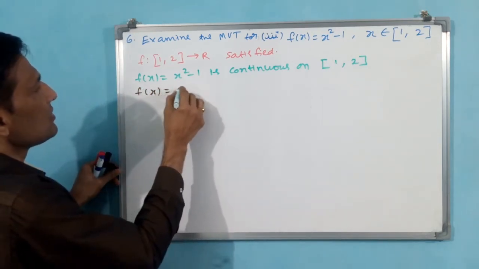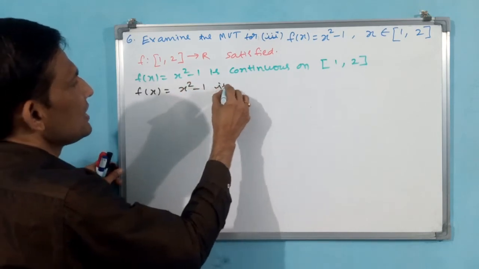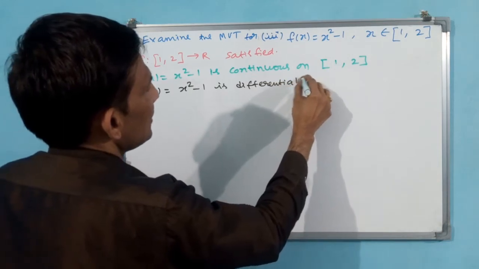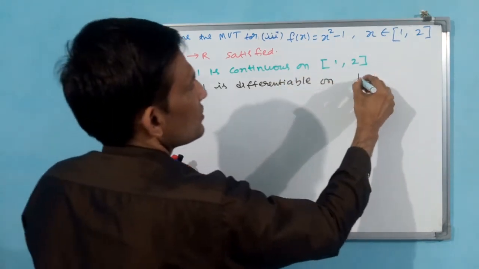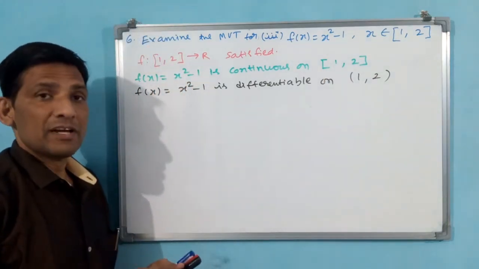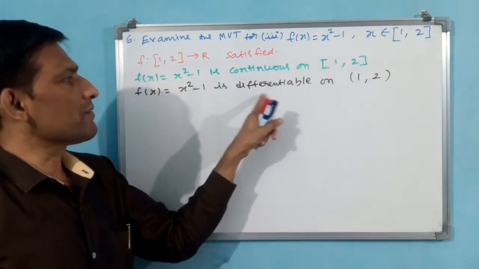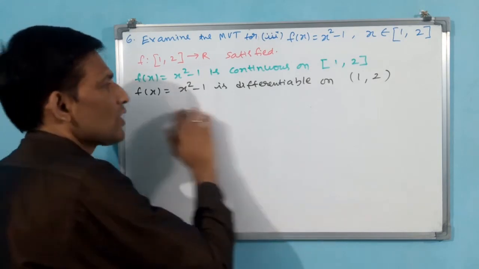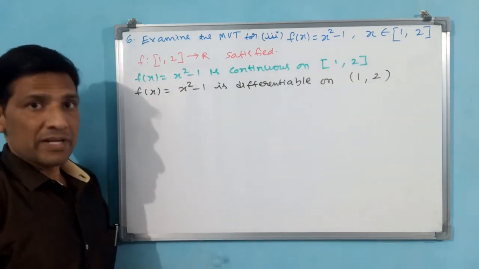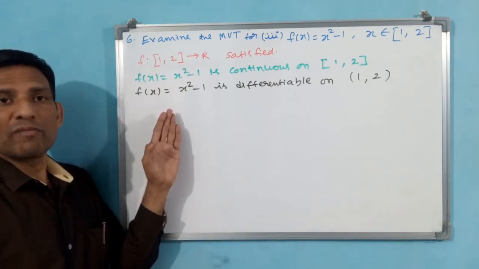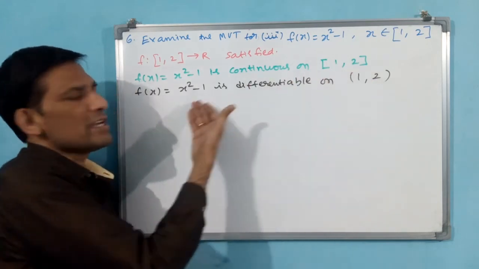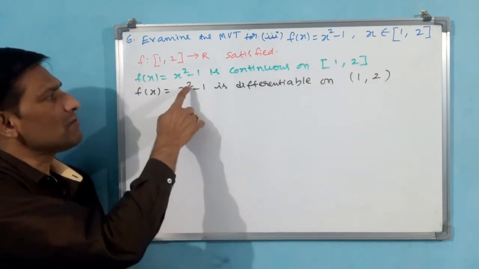f of x is equal to x square minus 1 is differentiable on the open interval, see how I am writing, this is open interval, not closed. For continuity, closed interval; for differentiability, open interval. Is it correct that this function is differentiable? Definitely correct. Why? Because this is an ordinary polynomial function and not only at 1, 2, at any point this is differentiable. Why? Because see, what is the derivative?